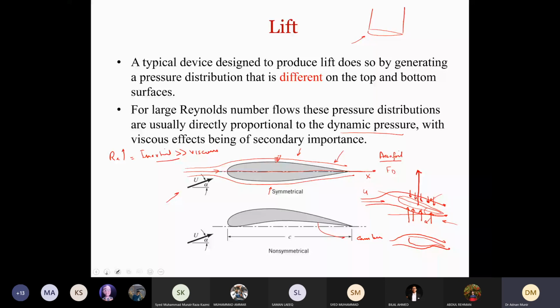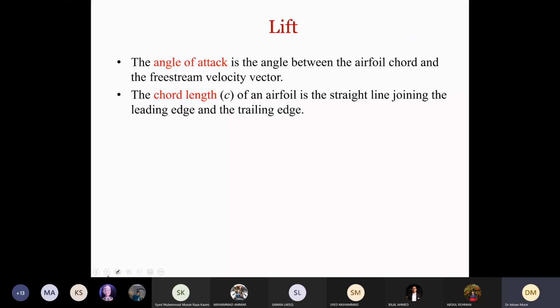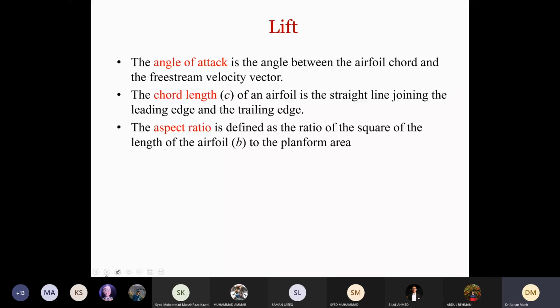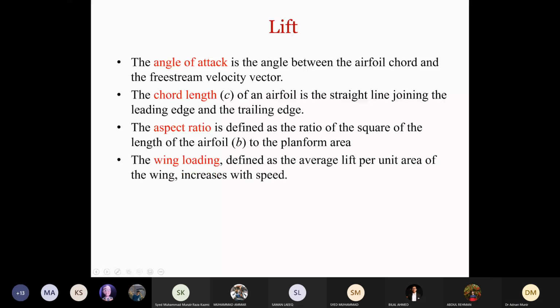And now these are some of the terminologies of an aerofoil, or the wing. If we have a wing like this, this length of the wing is called B. It is also called the span of the wing. The span of the wing, or length of the wing, is denoted by B.